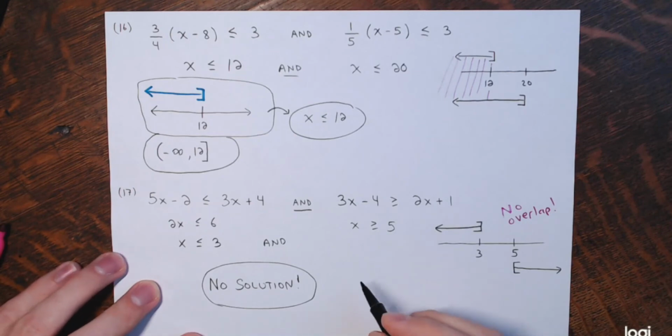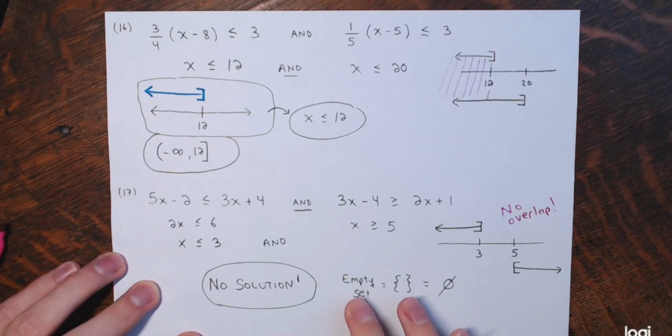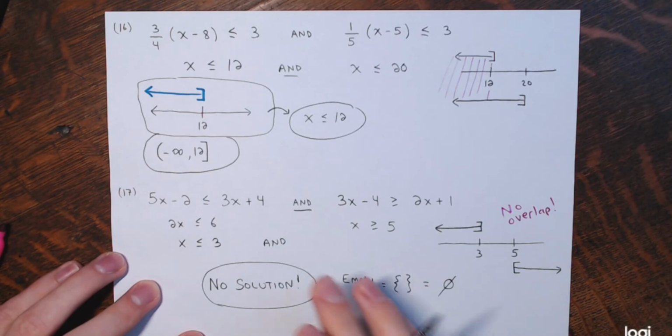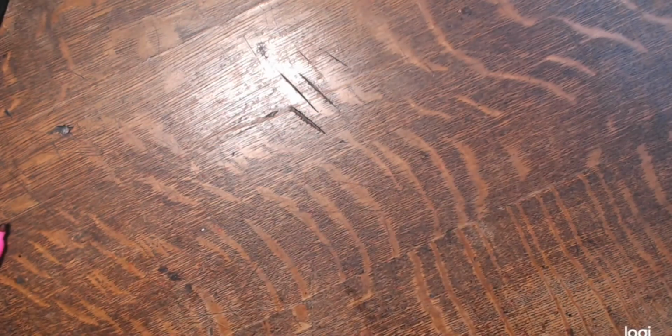So they might say that the solution set is the empty set. You might see this in some texts where it's just an empty set of curly braces, or a circle with a slash through it. All these symbols mean is that there's no solution. There's no number in the solution set. No number that makes this compound inequality true. Okay? Great. All right. Next example, example 18.